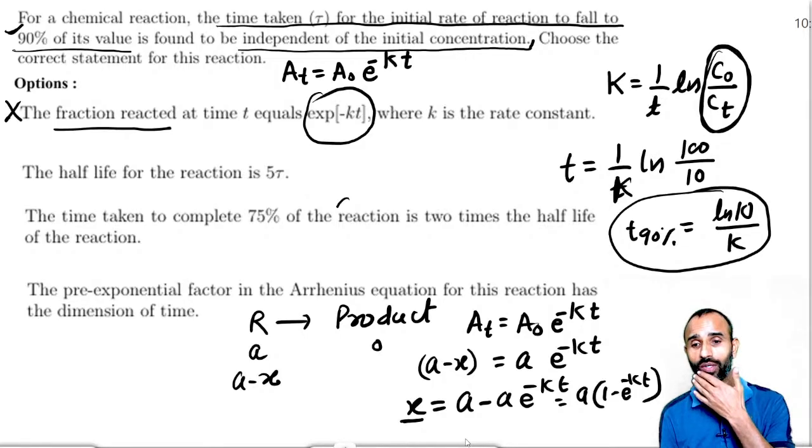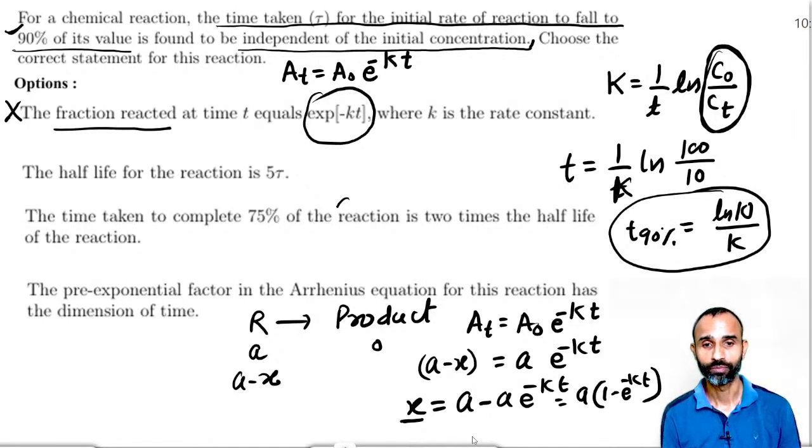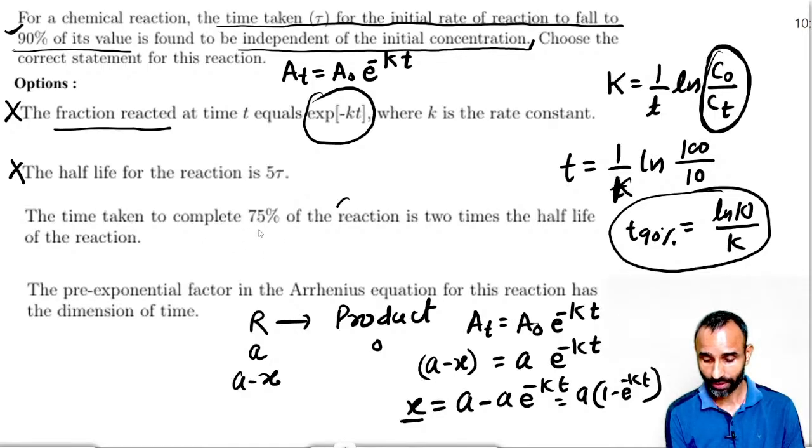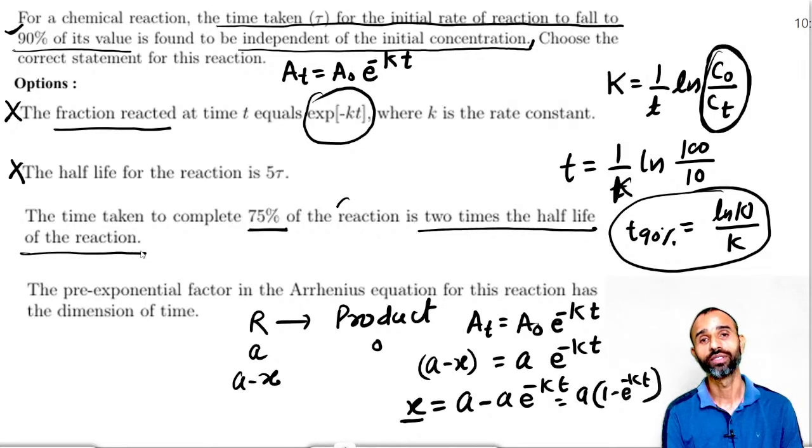Half-life for the reaction is 5-2. See, the value of K is not given, time for 90% completion is not given, so we cannot calculate half-life. But time taken to complete 75% of the reaction is 2 times the half-life of the reaction. Is it true?